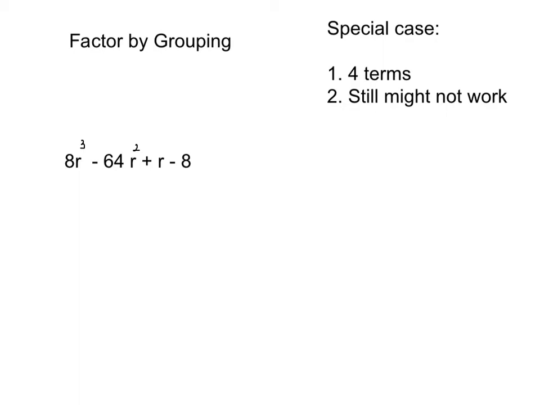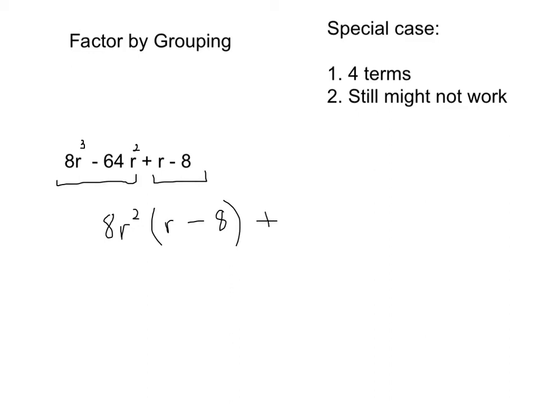So on this particular example, I have 8r to the third minus 64r squared plus r minus 8. And so I'm going to divide these into 2 pieces and factor out if there is something to factor out from both terms. So in the first set, I have an 8r squared. So I'm going to factor out an 8r squared. I'm left with r, and then a minus sign, and then an 8.